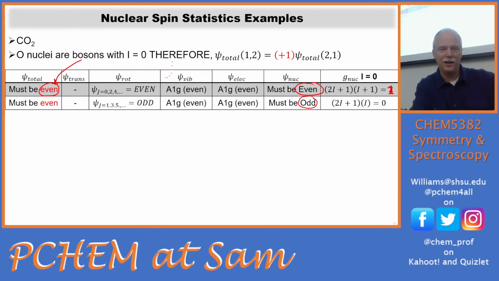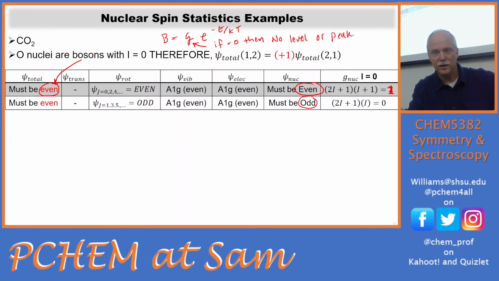Remember the Boltzmann factor has that g out front, e to the minus E over kT. If this is 0, then there's no level or peak. That's a bold claim. It's saying I have a degeneracy of 0, so I can't have that energy level. That's so strange. A molecule can't have an odd rotational level if it's D infinity h with bosons on the end.